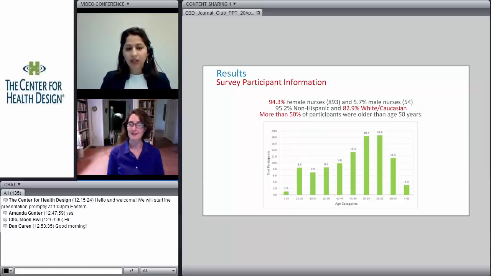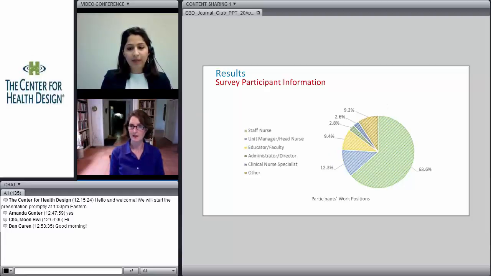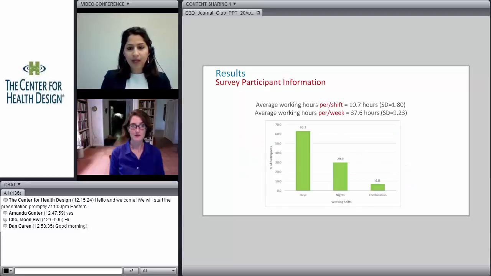So we had about 1,000 survey responses back, 94% female, 83% white, and more than 50% of our participants were older than age 50. About 85% of our respondents worked in inpatient care facilities, and about 75% of them were a staff nurse or unit manager. The average working hours per shift was 10 hours, and per week was 37, and about 63% of them work day shift, about 30% work night.